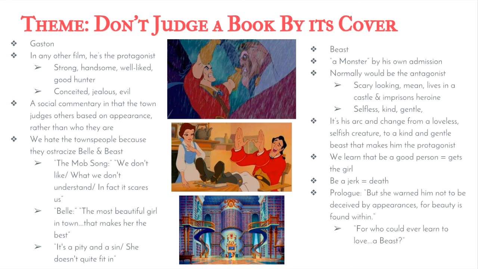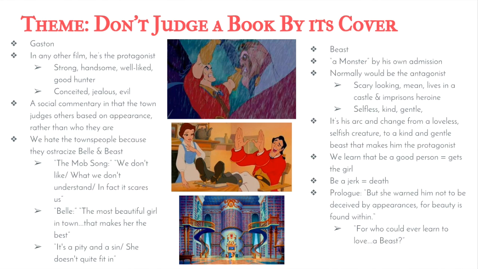So, one of the themes of the film is do not judge a book by its cover, or appearances are deceiving, or beauty is found within, that whole overarching concept. So, here we have a character foil of Beast and Gaston. For Gaston, in either film, he would definitely be the protagonist. I mean, he's strong, handsome, he's well liked by the entire town, and he's a good hunter. But he is conceited, jealous, and just plain evil.